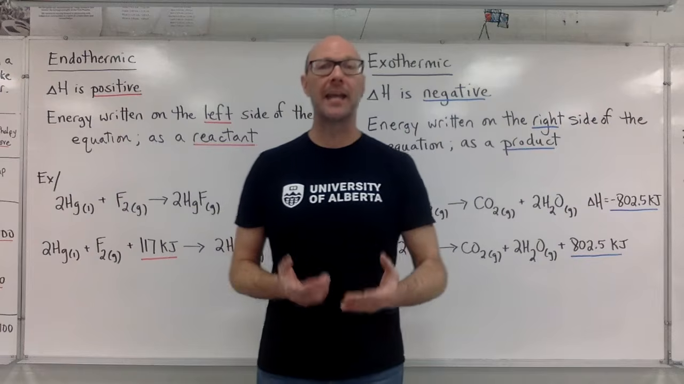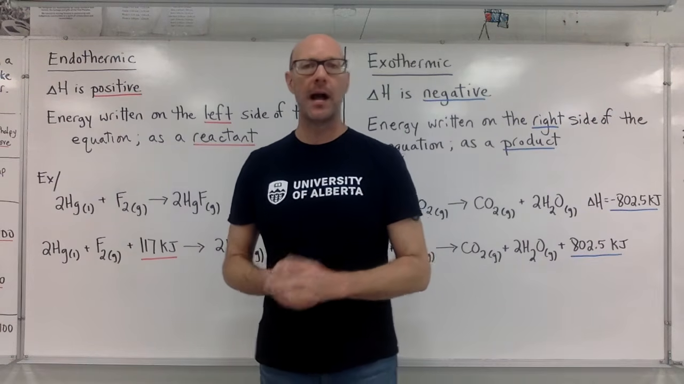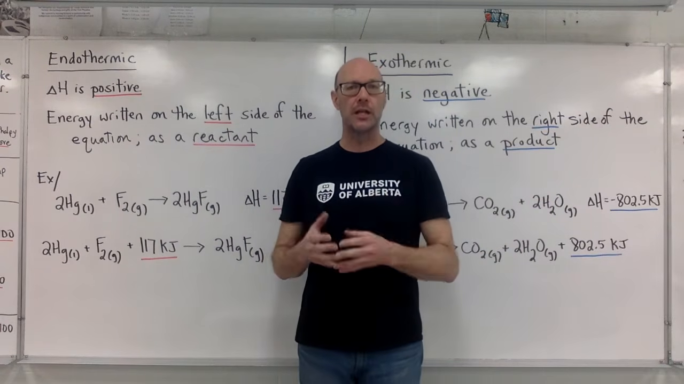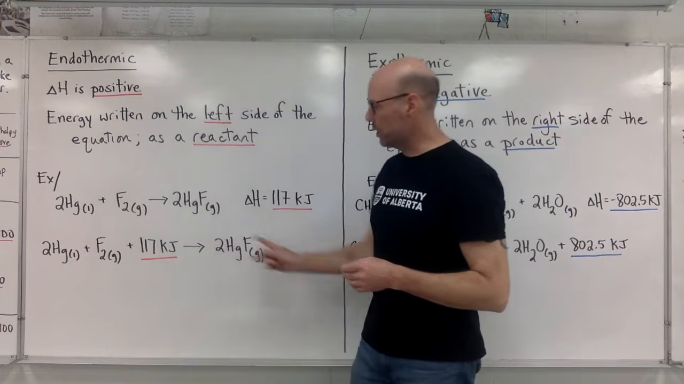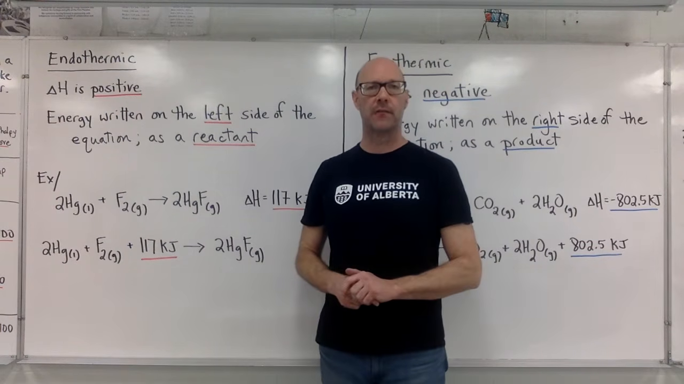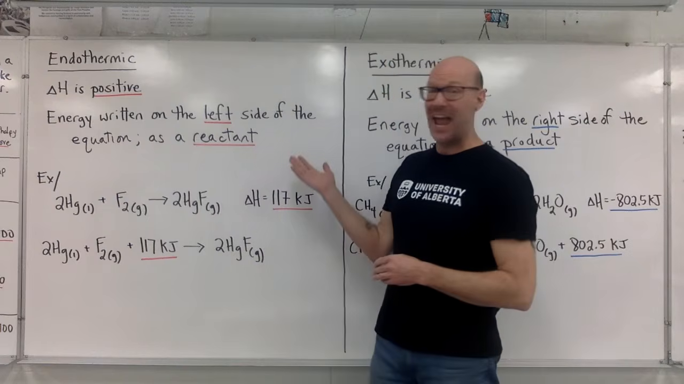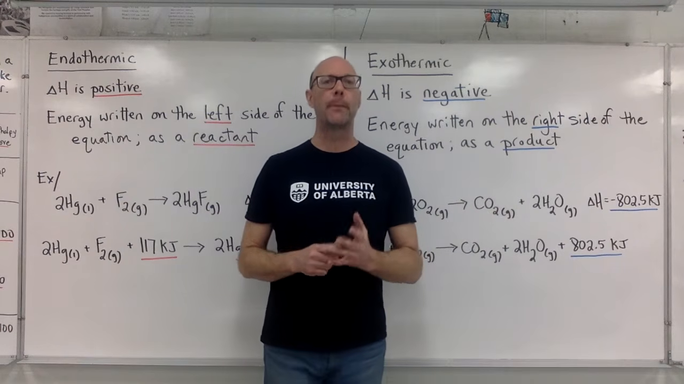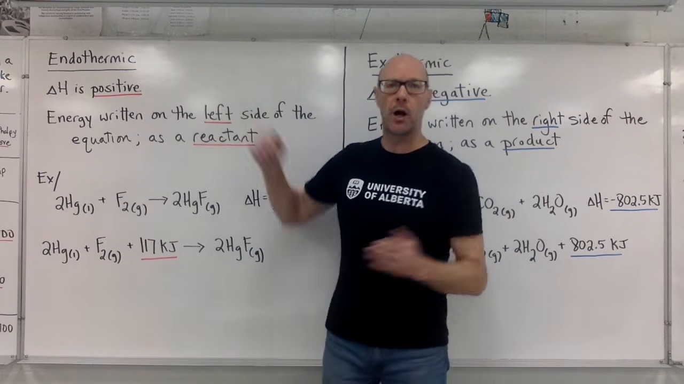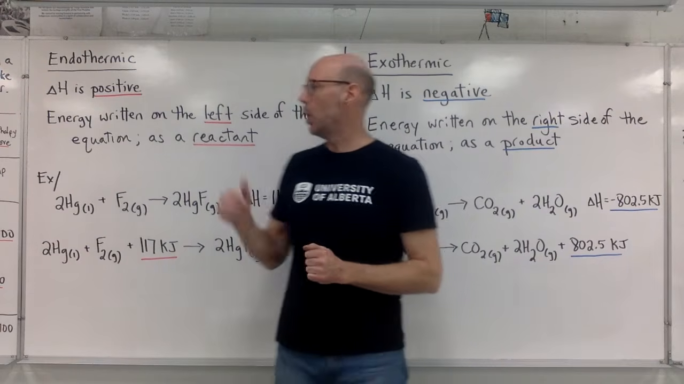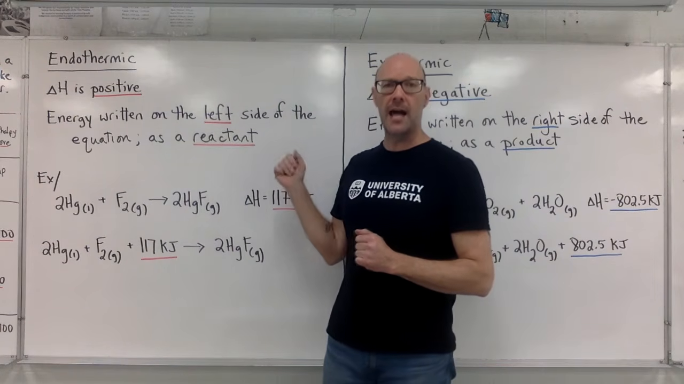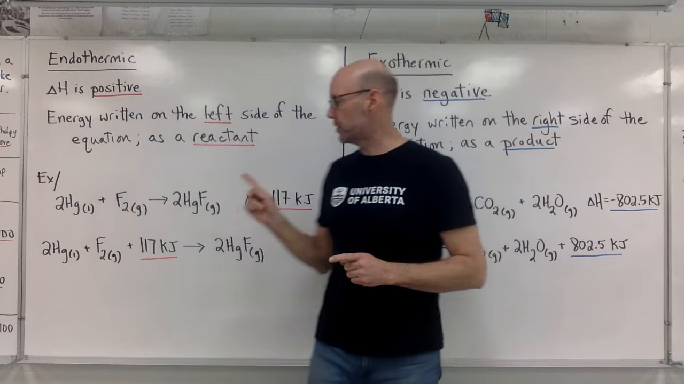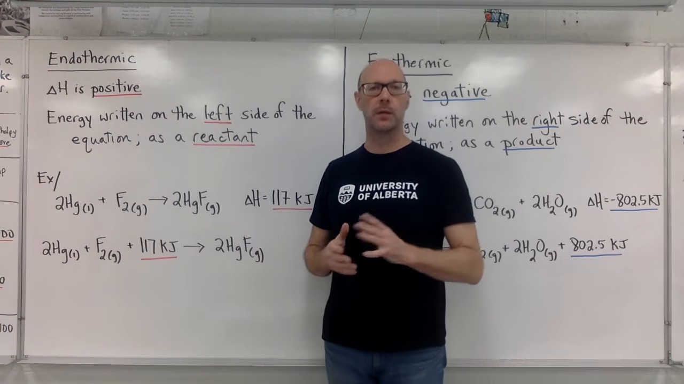There are two different ways we can communicate enthalpy change. We might have delta H beside the reaction, or have the energy, the enthalpy change, the delta H, included right in the reaction itself. We can do this for both endothermic and exothermic reactions, and they are the exact opposites of each other. Delta H is positive, delta H is negative. We write the energy on the left as a reactant. We write the energy on the right as a product. It's all about the side of the equation that the energy appears.